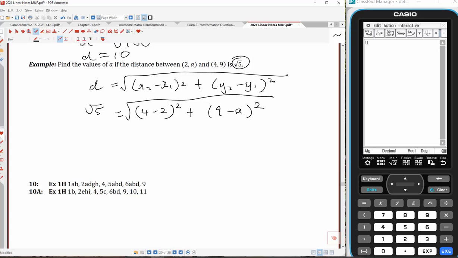Okay, so what we need to do here is solve for A. At this point, to get rid of this square root sign, I am going to square both sides. So I'll square this side and I'll square this side, and that undoes the square root. This part here is 4 take away 2 all squared, which is 4, plus 9 take A all squared. Now let's subtract 4 from both sides, and I've got 1 equals 9 take A all squared.